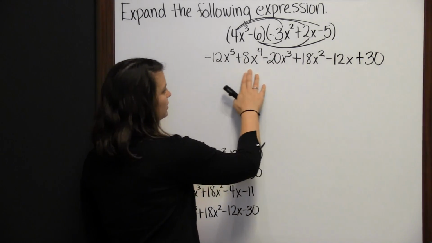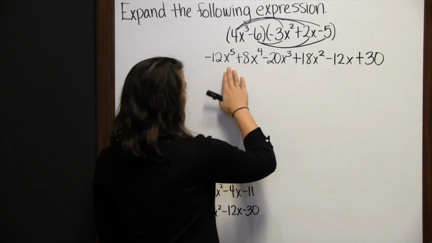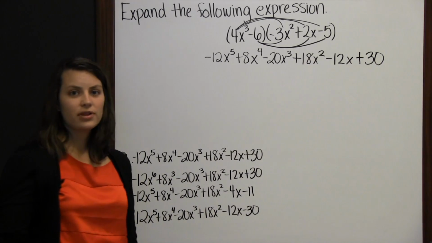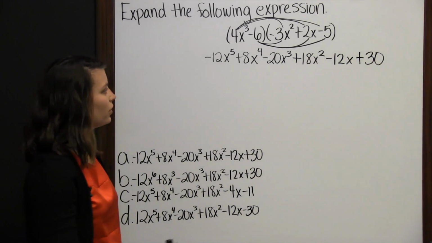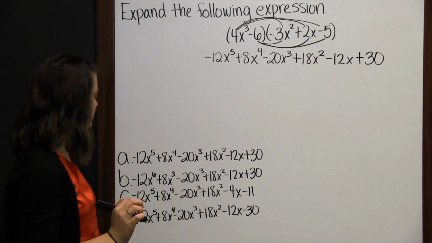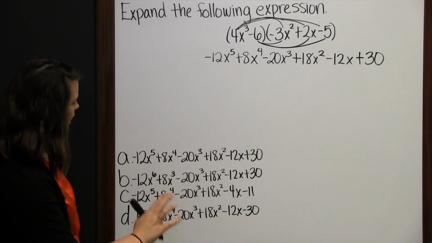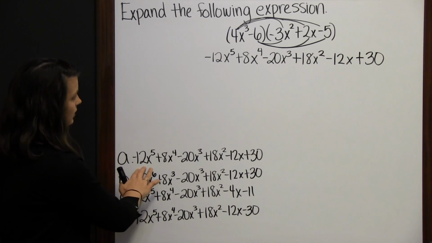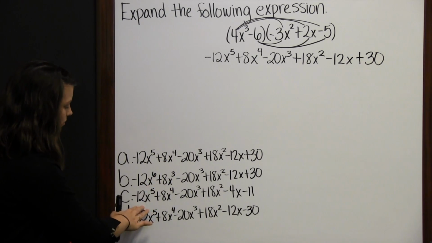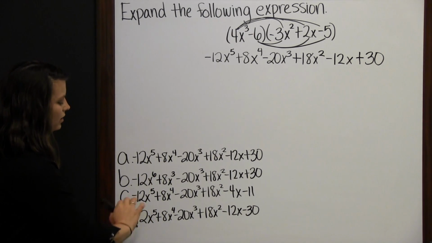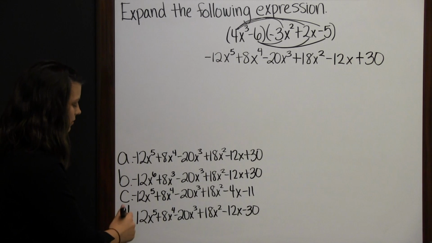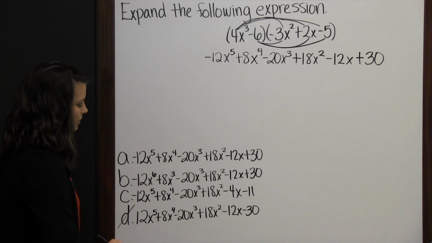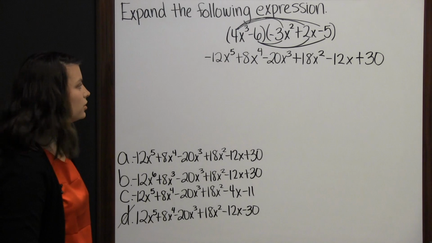Our answer is already in least to greatest by exponent, and we have no like terms to combine. So we're done expanding. We just need to find which answer this matches. Negative 12x to the 5th, so A, B, and C all have the same first term. D does not, so we can eliminate D because this has a positive 12x to the 5th term.